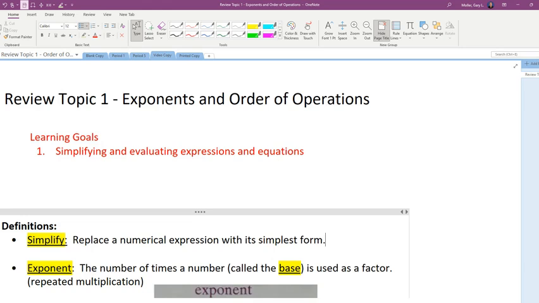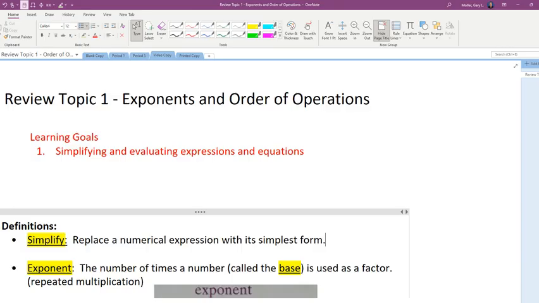In this video, we're going to be talking about our first review topic of the year. We're going to be talking about order of operations, especially ones using exponents. In addition, we're going to be talking about simplifying and evaluating expressions and equations.